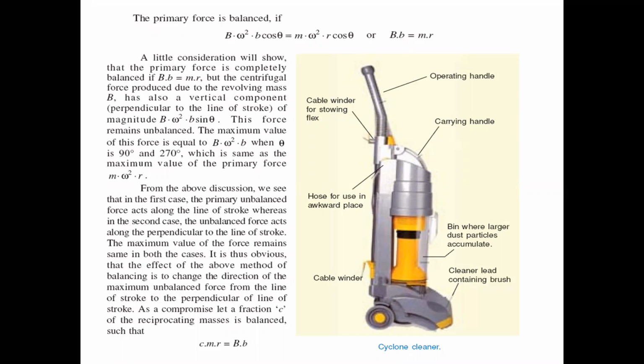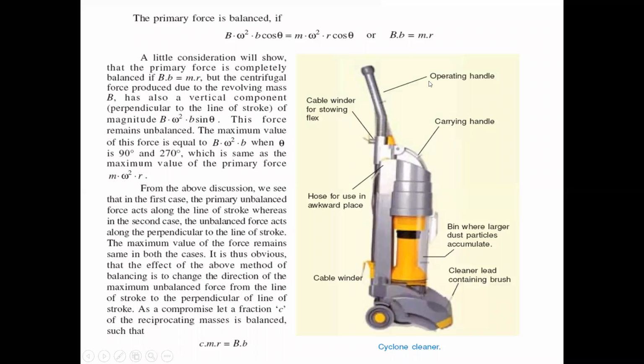Why? Because the horizontal components, one is going to the left side and another is going to the right side. The right side is B omega square b cos theta, and the left side is m omega square r cos theta. While both are taken to be equal for balancing of the primary force, the similar components, omega square and cos theta, cancel here, and the remaining term is capital B small b equals m r.